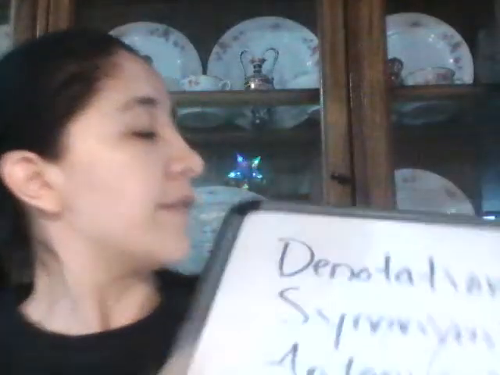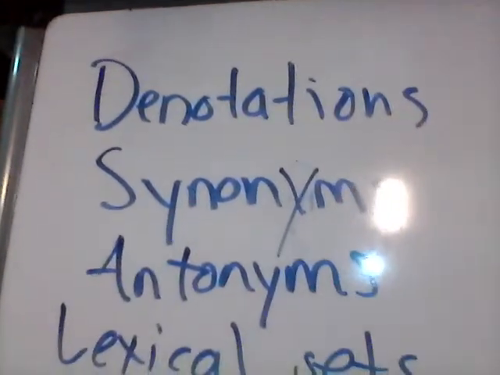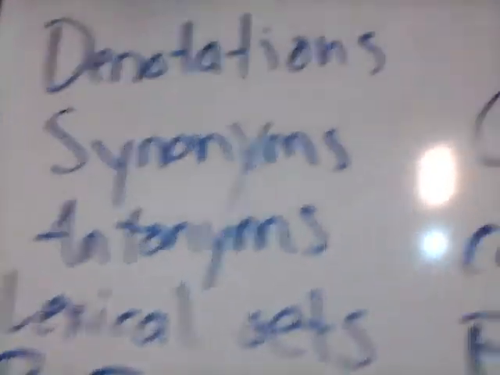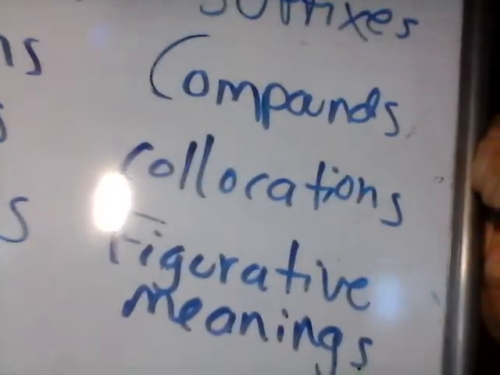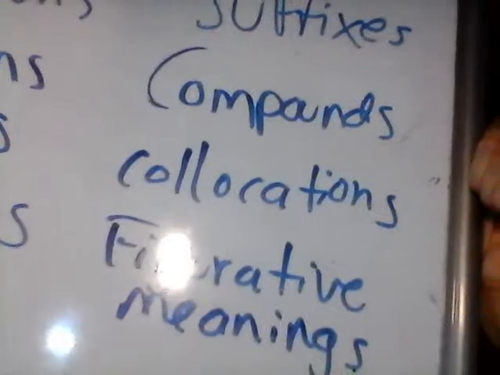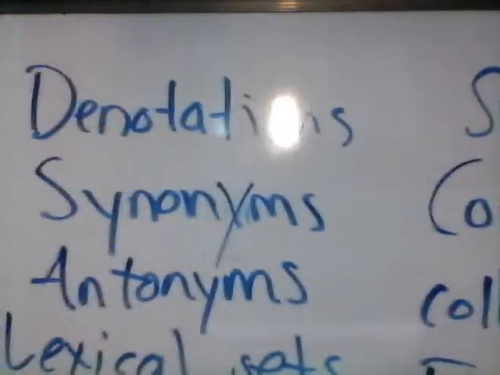Before we know more about Lexis, I want you to know the vocabulary items that are in this Lexis situation. Over here we have denotations, synonyms, antonyms, lexical sets, prefixes, suffixes, compounds, collocations, and figurative meaning. These are the vocabulary items that we use in Lexis.